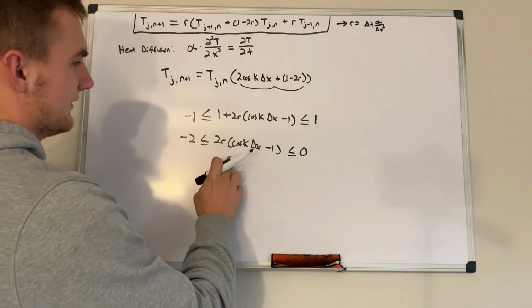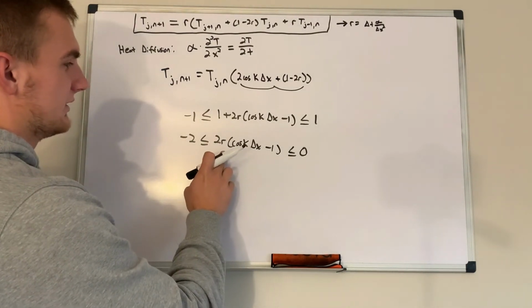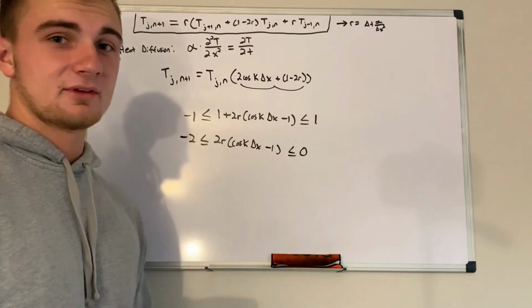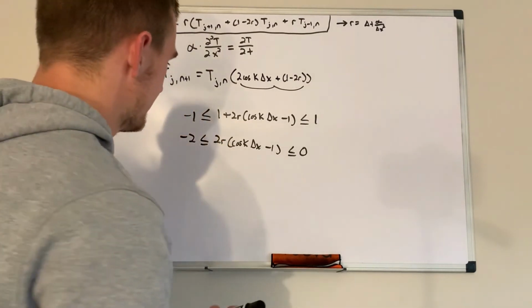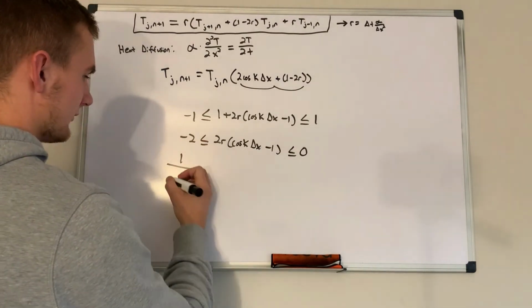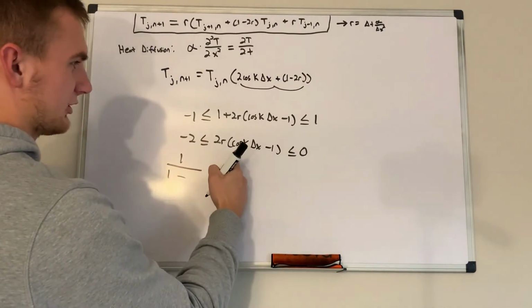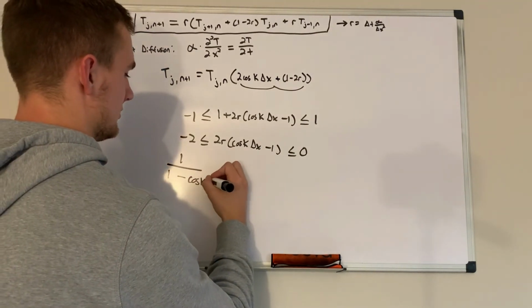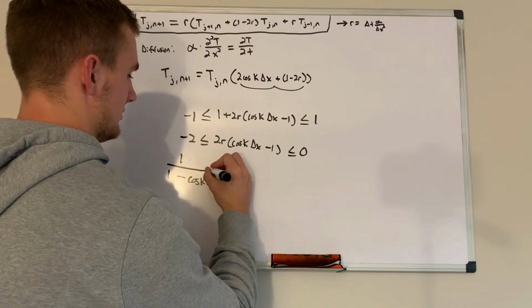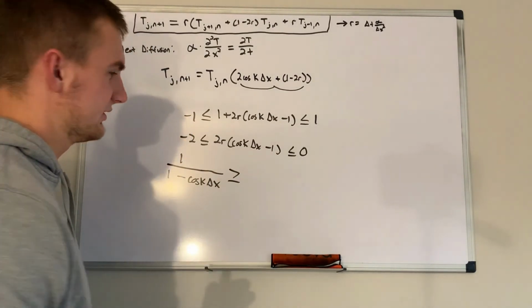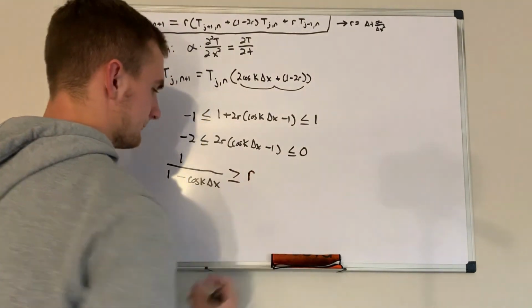So if we simplify this down, I'm going to divide over, and I'm also going to take out the negative sign, so we have to switch the inequality sign here. So what we'll be left with is 1 over 1 minus cosine k delta x, and again, we had to flip the inequality sign solving for R here.